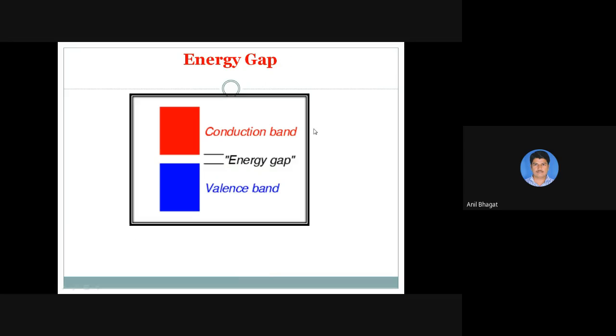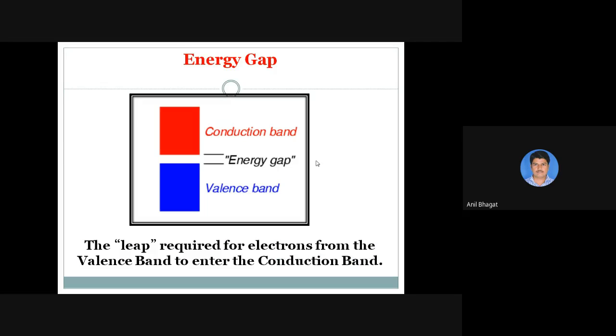This is the general diagram of the material. There are two layers. Red color represents the conduction band, and blue color represents the valence band. The gap between these two bands we call the energy gap, right? This energy gap is represented by the Fermi level, which you already studied in the first year syllabus. The leap required for electrons from the valence band to enter the conduction band is nothing but external energy or an external power supply, right?